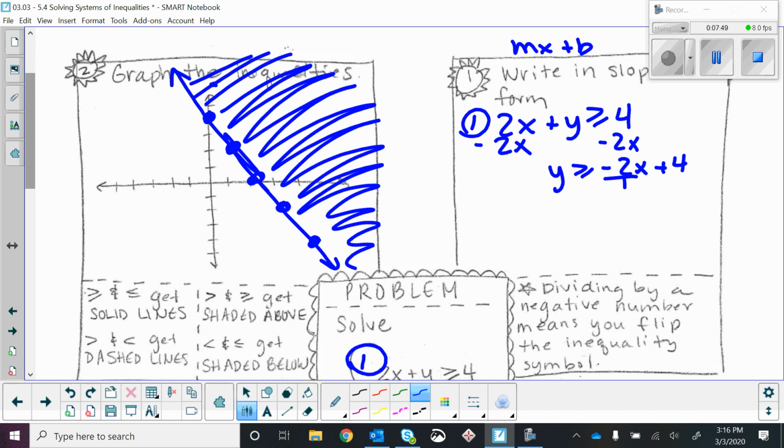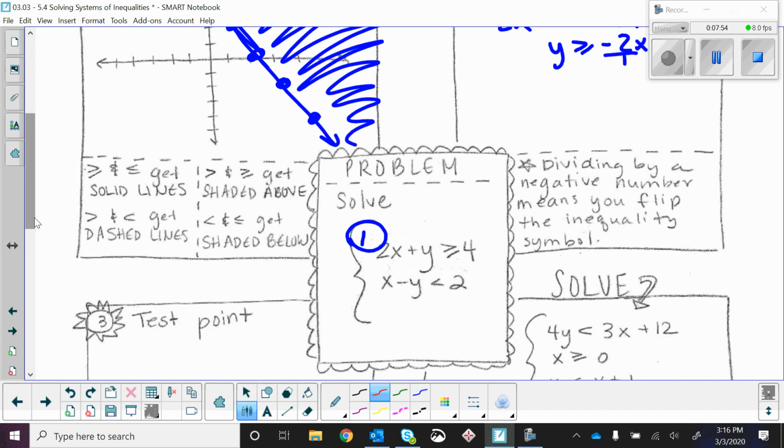So now let's do the second inequality. Is it already in mx plus b form? No, right? So I've got some work to do there. I'm going to start by doing what? Moving the x over by doing the opposite of it. So that's minus x to both sides. And what do I still not like about the y right now? It's negative. So how do I undo negative 1 and a y? Divide both sides by negative 1.